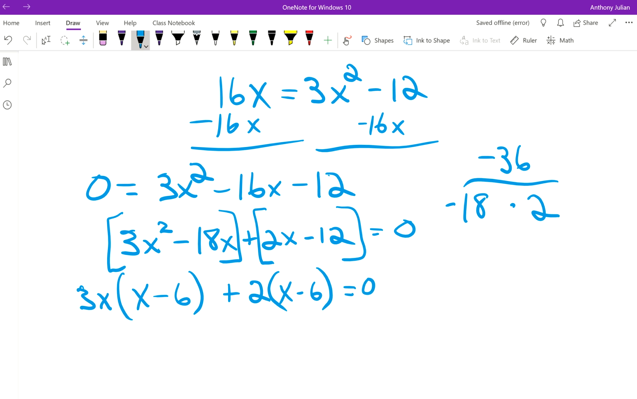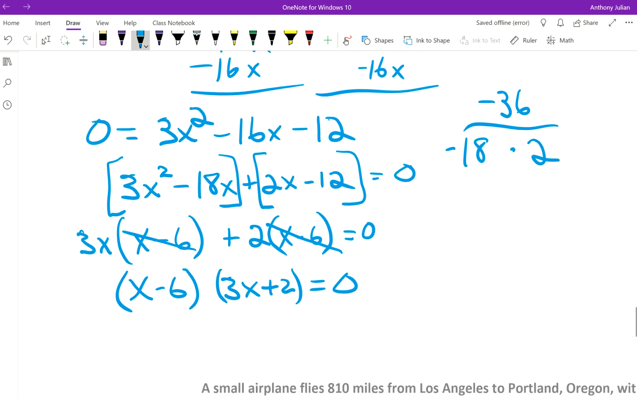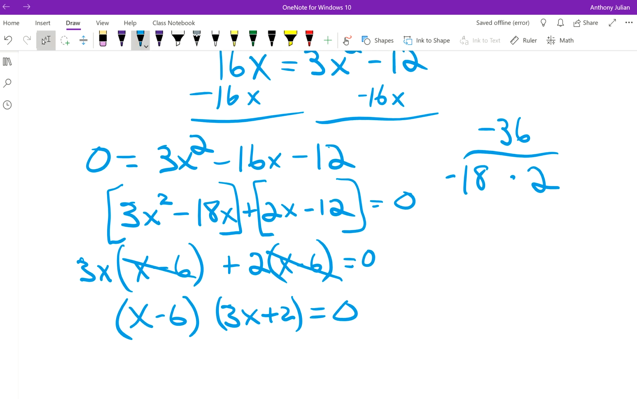And then I'm going to take out the common binomial factor of x minus 6. And I'll say what's left over? Equal to 0. Now I got to make this statement true. So x has to equal 6, or x has to equal... Now when you get these with the coefficient with the x, you can bring it over to the side here, 3x plus 2, and get it equal to 0 and solve for x.